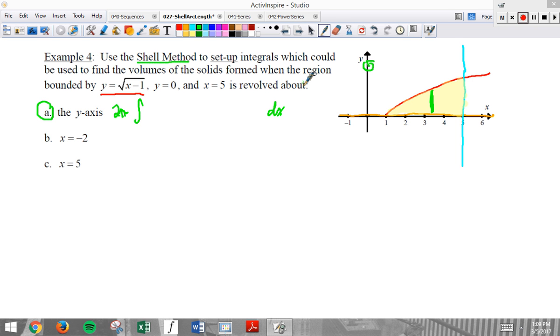Okay, so in this case, the radius is the distance from here. Remember, a vertical rectangle is always located at x. Right minus left, my radius will be x minus 0. How tall is this rectangle? Top minus bottom. Luckily, it's already in terms of x. Root x minus 1 minus 0.